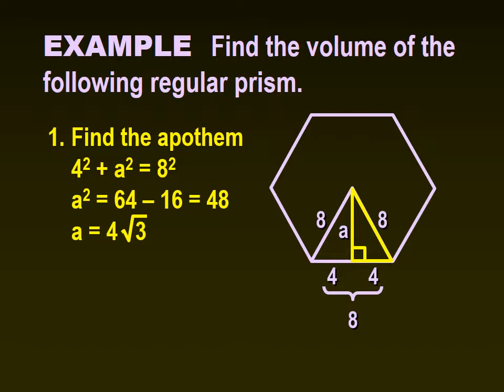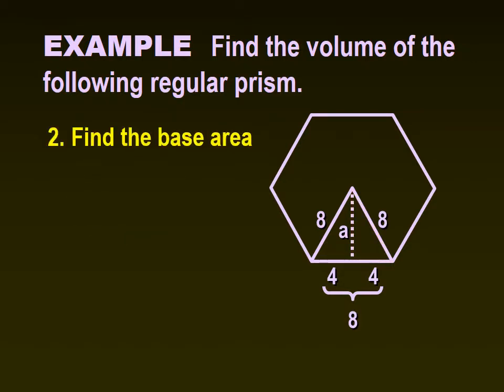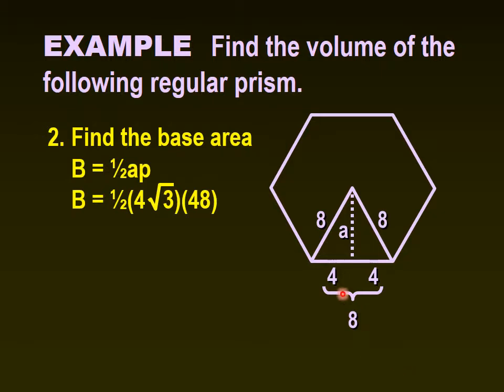So now we have the apothem. The apothem is not the area. In order to find the area, the area is 1/2 of the apothem times the perimeter, right? So the apothem was 4 square roots of 3, and the perimeter is 8 times 6, right? Because it's 6-sided, so 48, which means if we calculate all that out, we get 96 times square root of 3 square units, because it's area, okay?